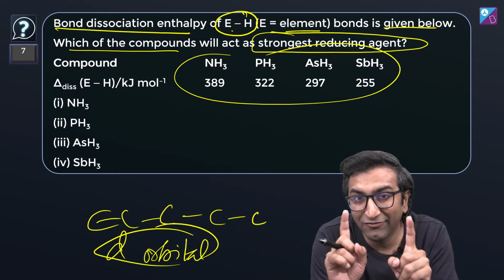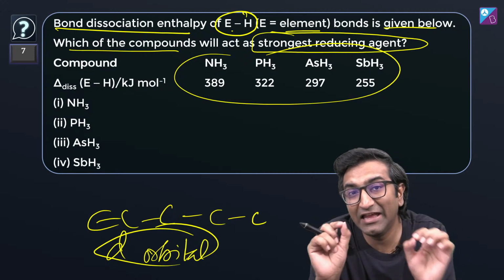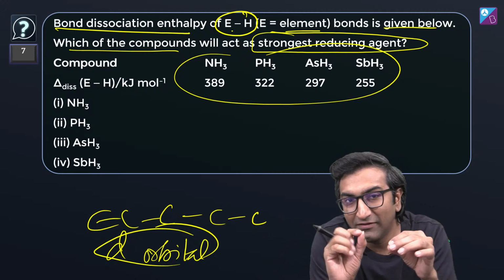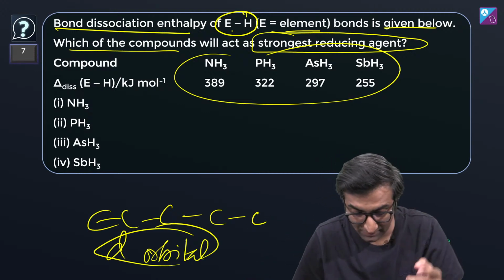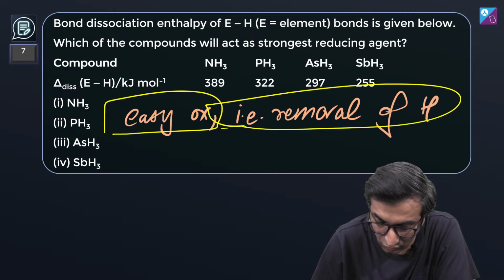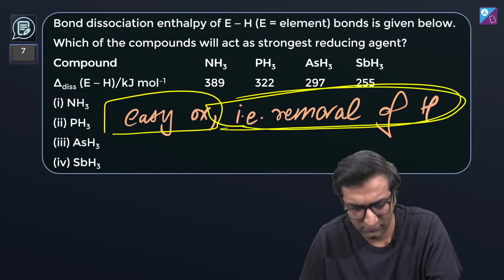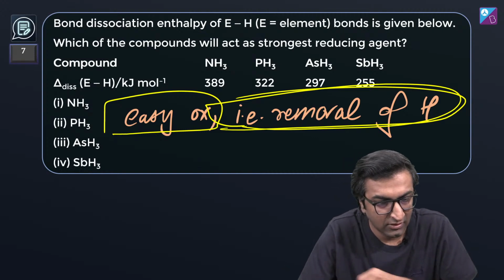So if the E-H bond is weak, that means H breaks very easily, so it's a good reducing agent. Think about it. Yeah, easy oxidation: removal of hydrogen is oxidation, addition of oxygen is oxidation, both things are oxidation.